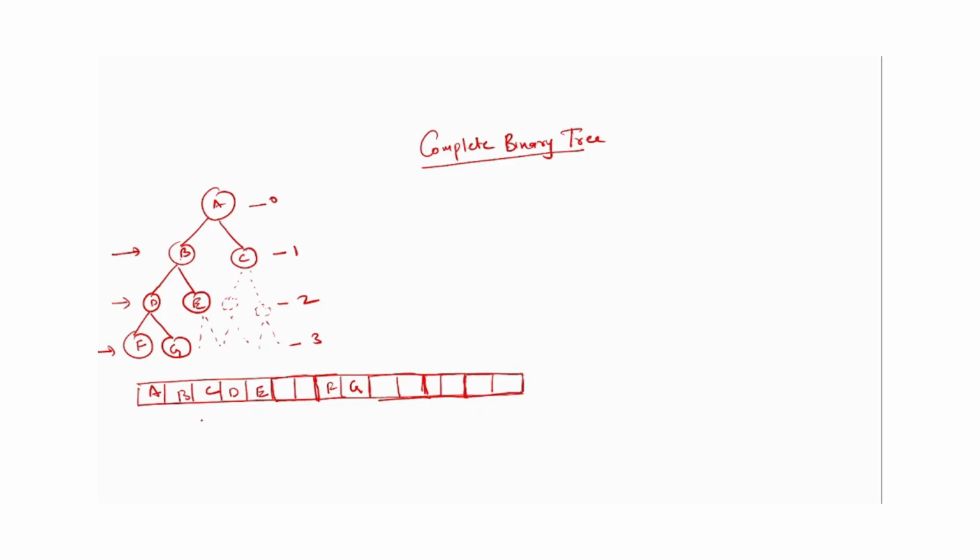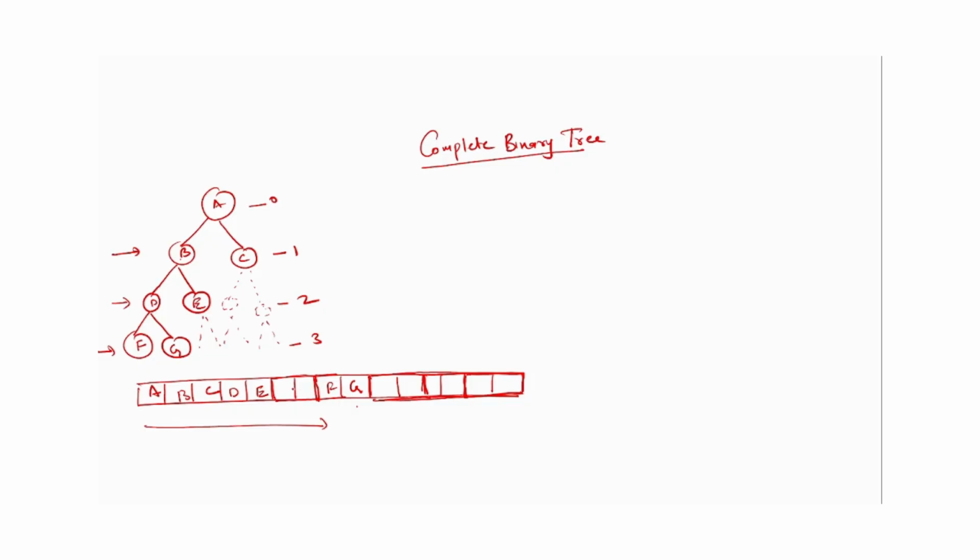Now as you can observe this array here, it doesn't matter if there are all these gaps, right. It doesn't matter if there are continuous gaps after the last node. So again I repeat, it doesn't matter if there are continuous gaps after the last node. What is the last node here? G. It doesn't matter if there are continuous gaps after the last node.